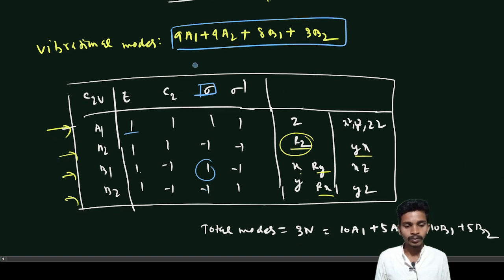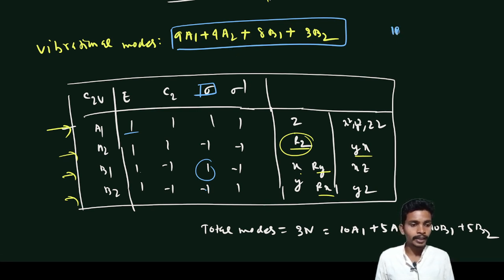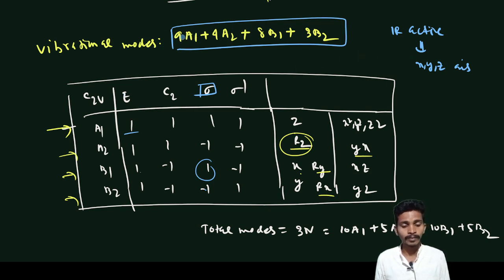So for A1, we will look for IR active. From the vibrational modes I am looking at the IR active. For IR active, we look at the X, Y, Z axes one by one. For A1, the Z axis is there, so 9A1 are IR active. Similarly, A2 is there, but nothing is there, the X, Y, Z is not there.